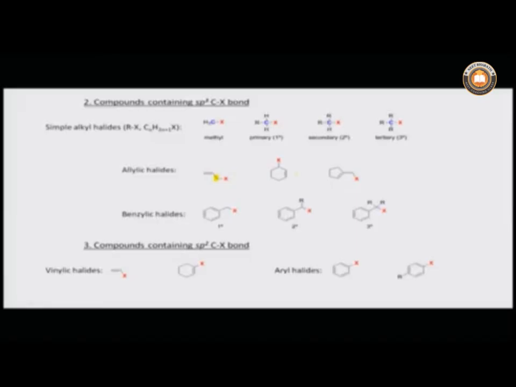followed by an X. So, out of these three structures, you can see that this carbon is attached to one alkyl group and two hydrogens. So, this is a primary allyl halide, whereas this carbon is attached to two different groups, one double bond and this, and there is only one hydrogen present in this. So, this is a secondary allyl halide, whereas this again is a primary allyl halide. So, these are the classifications for allyl halides.